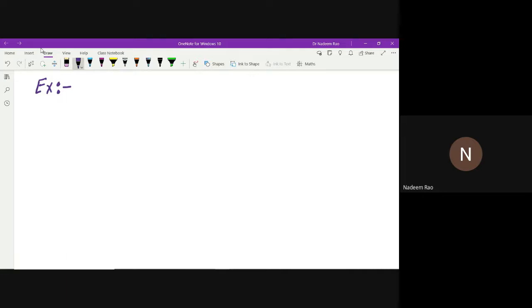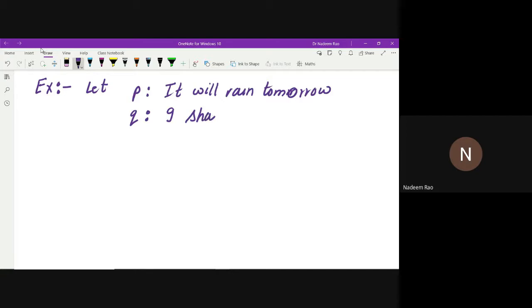Okay, so I'm writing a question here. Let P, that is the proposition, be: it will rain tomorrow. And another proposition Q will be: I shall go to market.